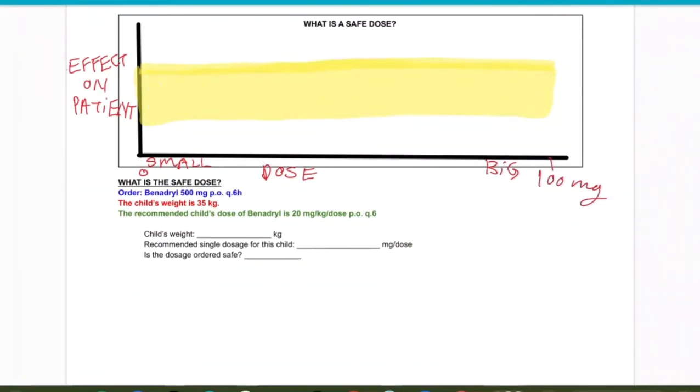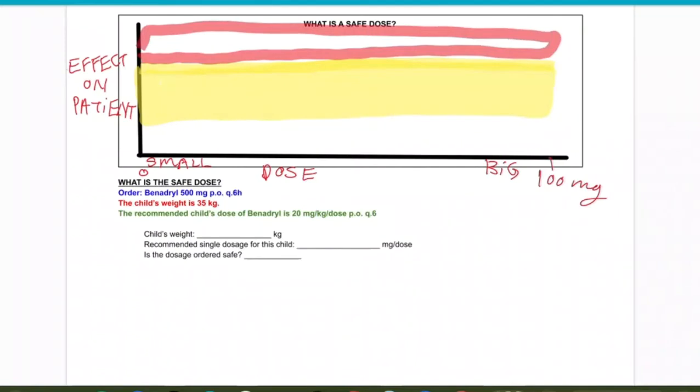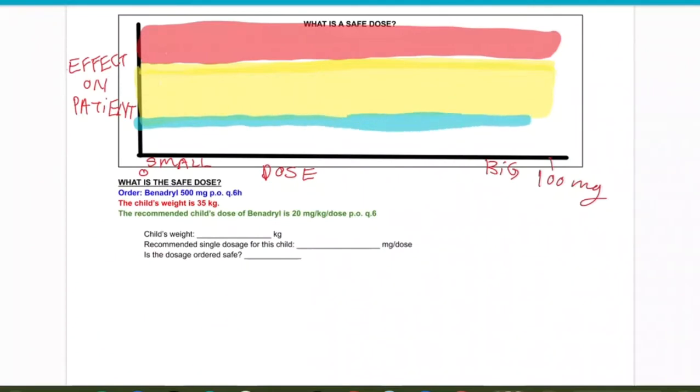This yellow band right here is where the medication is going to be having an effect on the patient that we want to happen, and it is not going to be harming the patient. As we give the patient more medication, we're going to start to get into the danger zone where you're going to be overdosing your patient, and you'll get side effects and badness and stuff like that. And then if you don't give the patient enough medication, then you'll not have an effect.